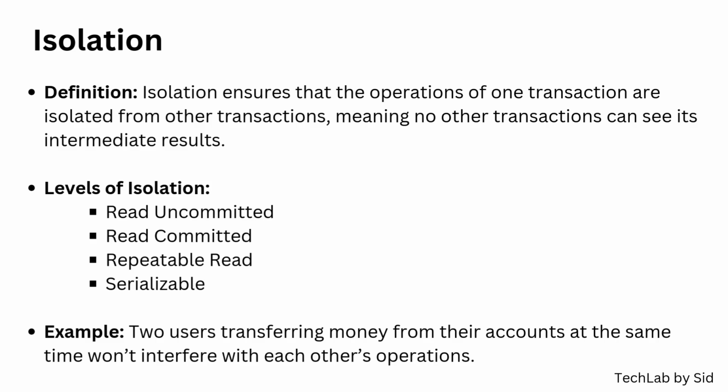Moving on to isolation, the third property of ACID. Isolation is essential in multi-user environments where several transactions are happening simultaneously. Isolation ensures that the operations of one transaction are not visible to others until it is fully completed. This means that other transactions cannot see or interact with the intermediate state of a transaction while it is still in progress.